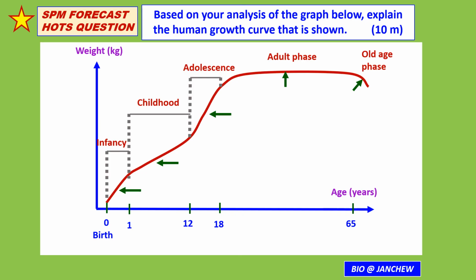Here's a good SPM forecast HOTS question for you to try. Based on your analysis of the graph below, explain the human growth curve that is shown. Now we know that the human growth curve is generally a sigmoid curve, but if you look at the specific growth curve for humans, actually there are 2 sigmoid curves.